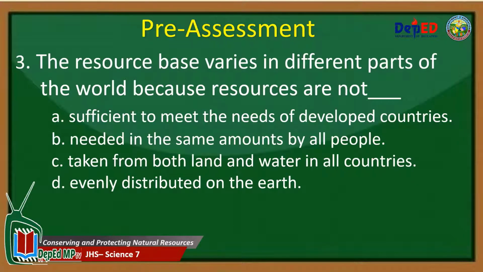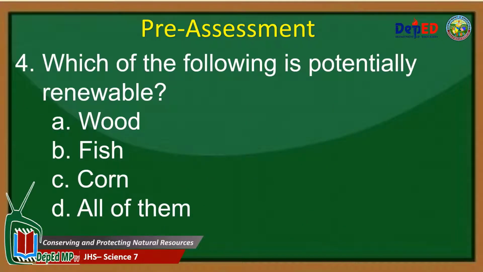3. The resource base varies in different parts of the world because resources are not blank. A. Sufficient to meet the needs of developed countries. B. Needed in the same amounts by all people. C. Taken from both land and water in all countries. D. Evenly distributed on the earth. 4. Which of the following is potentially renewable? A. Wood. B. Fish. C. Corn. D. All of them.